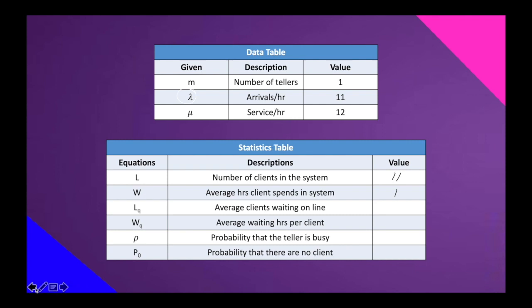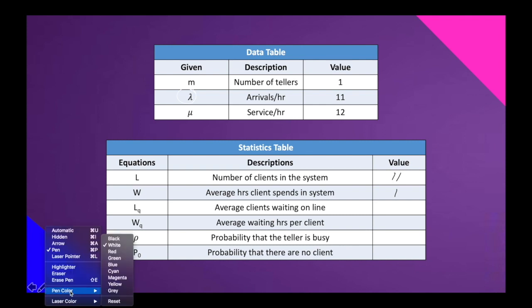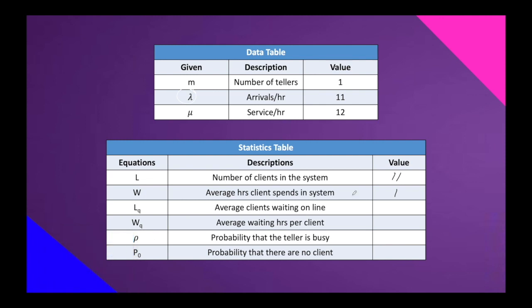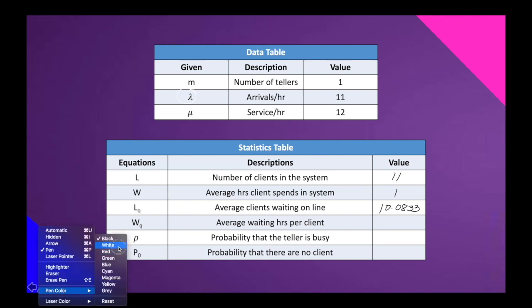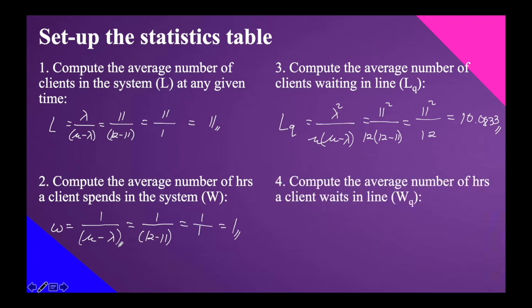That is 10.0833. Okay, so let's have it here, 10.0833. Next, we must now compute for the value of the average waiting hours per client. Gaano kaya sila nagtatagal sa paghihintay doon sa pila, no? Okay, so let's have our pen na white na ulit. Then, number 4 tayo. Compute the average number of hours a client waits in line.